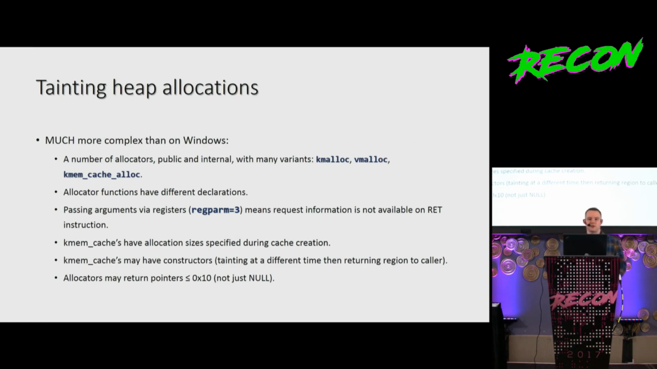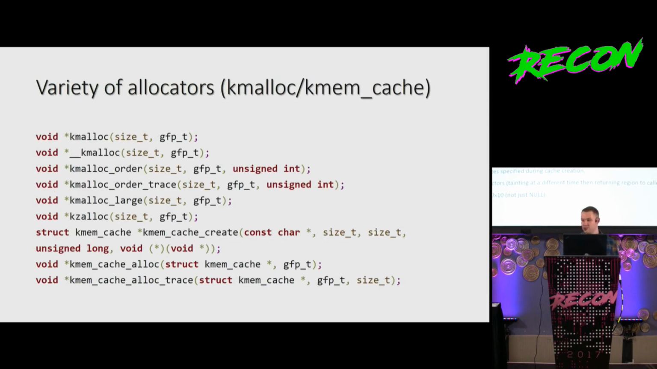So in Linux, when it comes to tainting allocations, it's much more complicated for many reasons. We have more allocators: kmalloc, vmalloc, kmem_cache_alloc. They have different declarations. They pass arguments via registers and not via the stack, which makes it all more complicated. Kmem caches have allocation sizes specified not during the allocation, but during the creation of the cache. They have something called constructors, which provide pre-initialized memory allocations for the caller. So it's much more complicated.